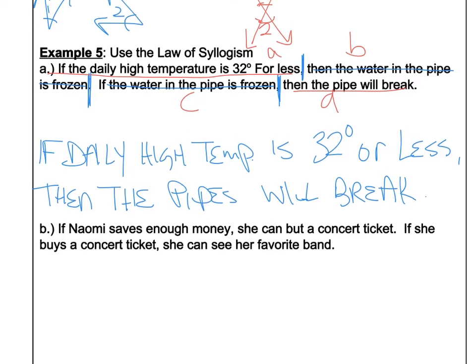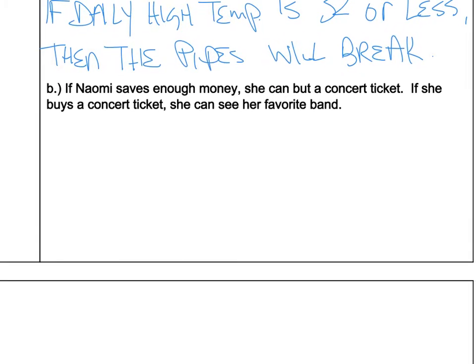Let's take a look at B. And again, as you read this, you want to separate it. If Naomi saves enough money, she can buy a concert ticket. There's another break. If she buys a concert ticket, then she can see her favorite band. So you've got 4 parts. Again, here's A, here's B, here's C, and there's D.